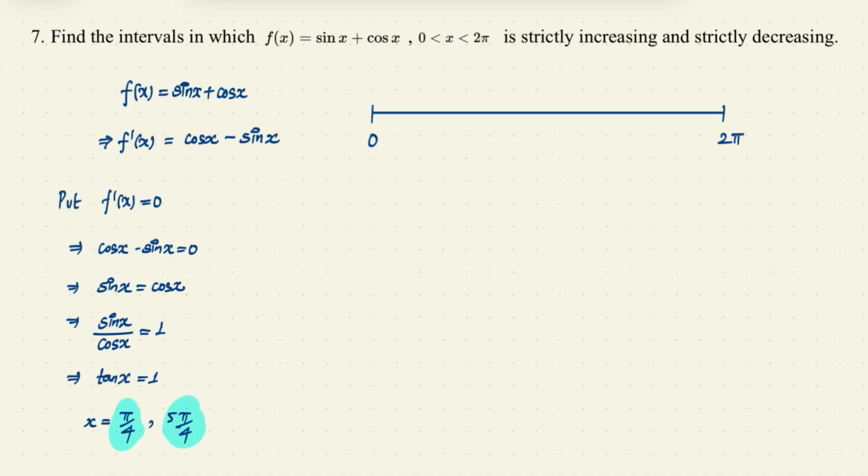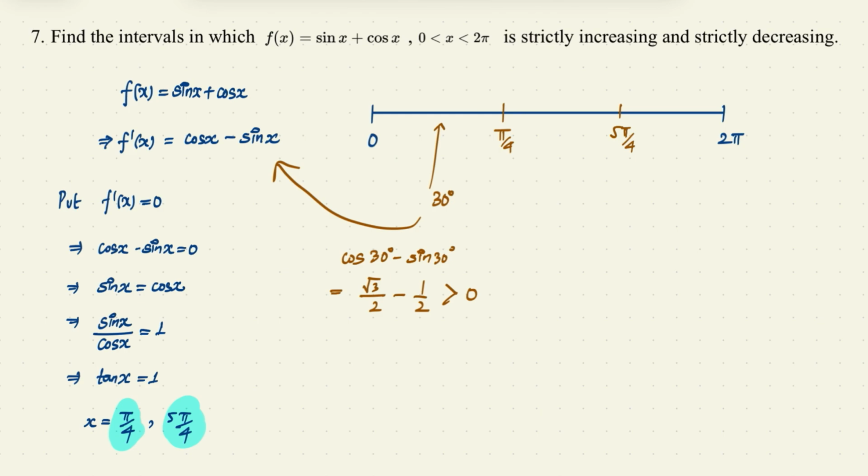Now let us mark them on the number line. Then I'll have pi by 4 here and 5 pi by 4 here. Now let us choose any point between this interval. Let us choose 30 degree, and if I put this 30 degree here in this equation, then I'll have cos 30 minus sin 30 degree, and cos 30 is root 3 by 2 minus 1 by 2, and if you simplify this, then you will get this value is positive. That means f dash of x is positive in this interval, that is from 0 to pi by 4.